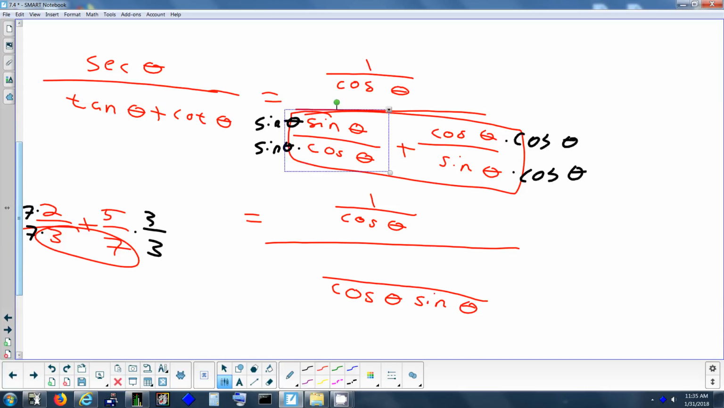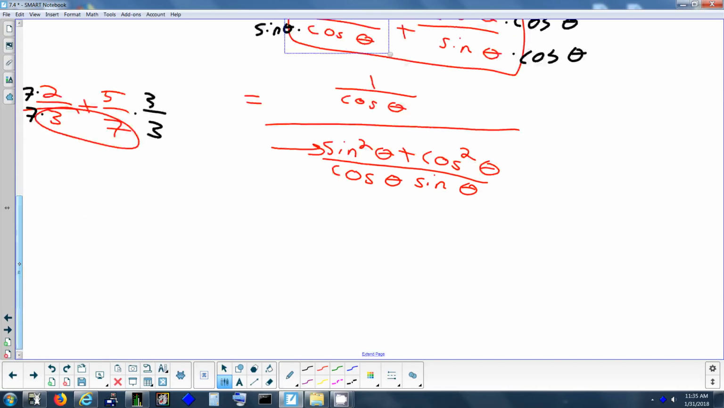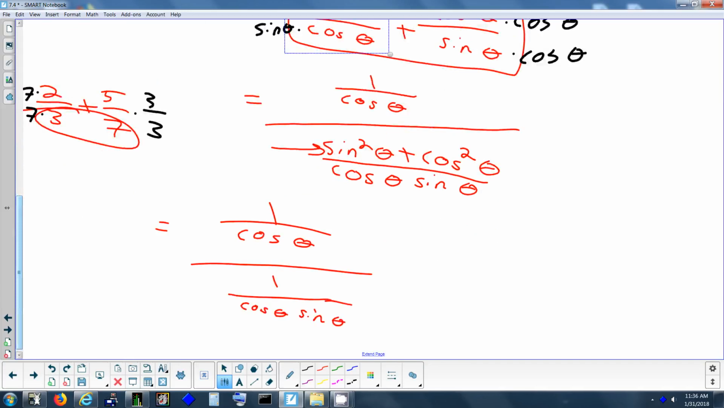Okay, sine times sine gives me 1. We're going to get there, but not yet. Sine squared plus cosine times cosine? Cosine squared. And now, all of the stuff I just pointed an arrow to, what does that all turn into? That's all turning into a 1. So you're left with 1 over cosine sine.